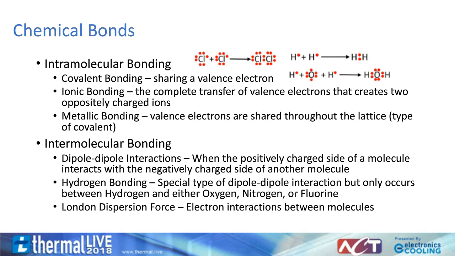The water molecule is an excellent example of polar covalent bonding. Although the electrons are shared between the oxygen and hydrogen atoms, they spend more time around the oxygen atom. The final intramolecular bond is metallic bonding. In these systems, valence electrons freely move throughout the lattice structure.